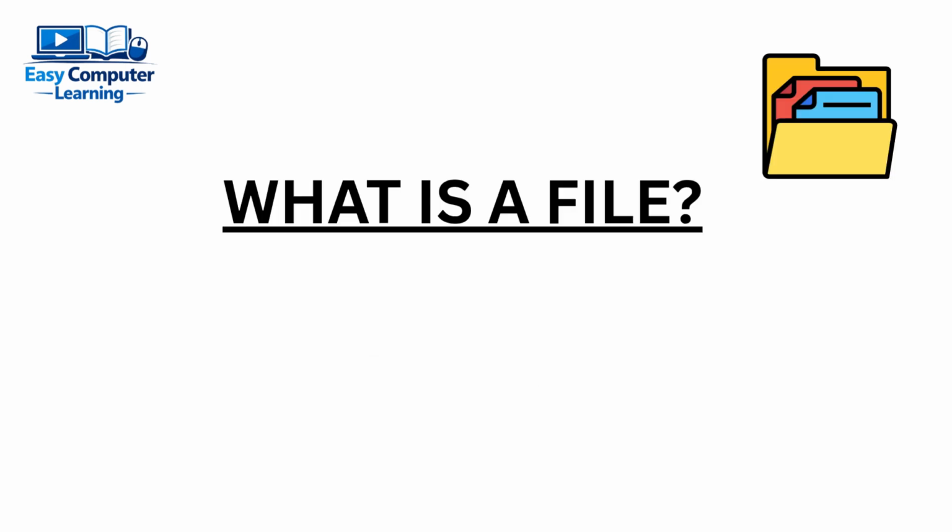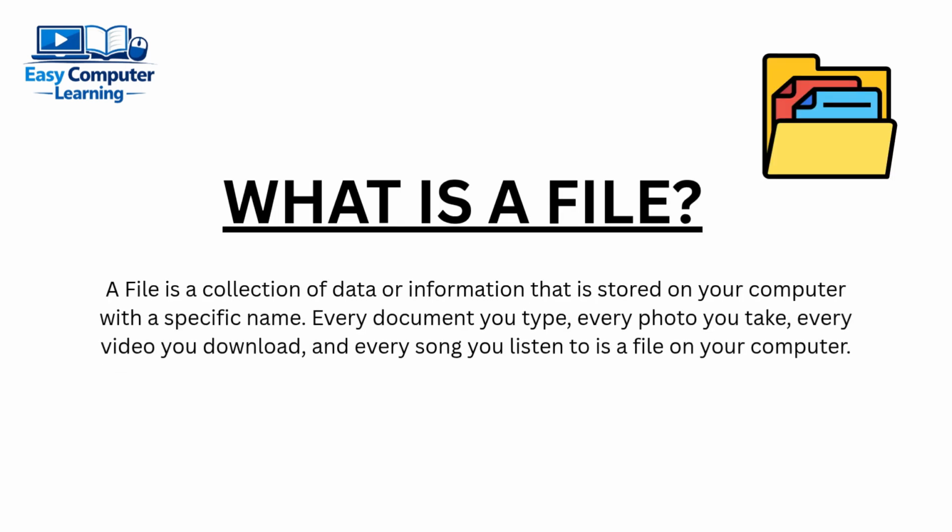What is a file? A file is a collection of data or information that is stored on your computer with a specific name. Every document you type, every photo you take, every video you download, and every song you listen to is a file on your computer.